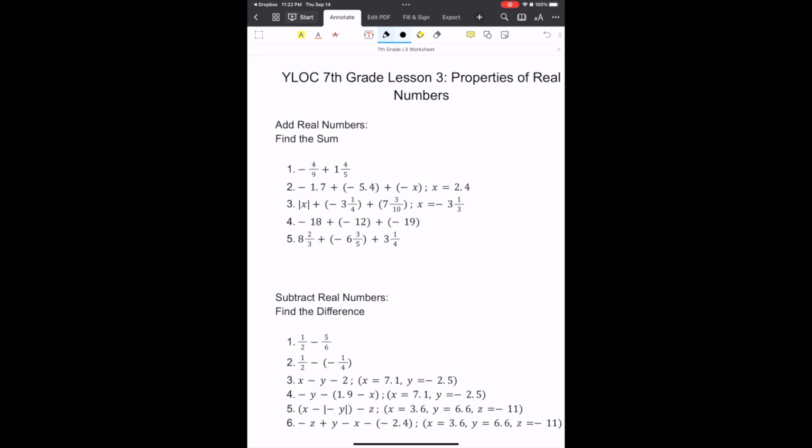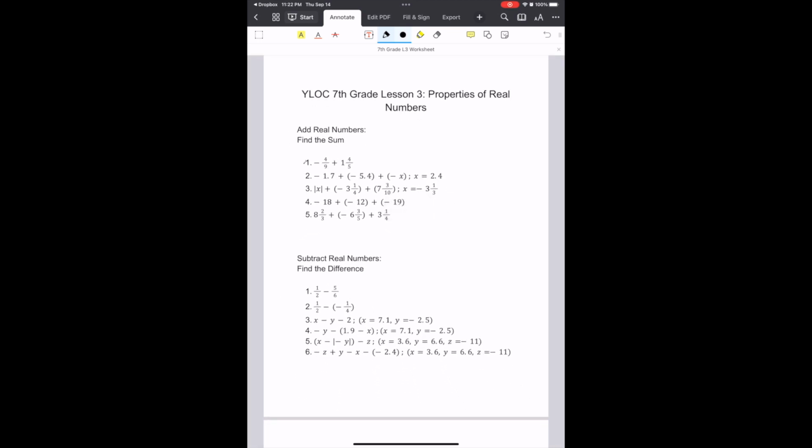So let's start with number 1. Negative 4/9 plus 1 and 1/4. So how do you guys do this? Well, first, let's combine these to make improper fractions. So this would be negative 4/9 plus 5 times 1 is 5 plus 4 is 9 over 5.